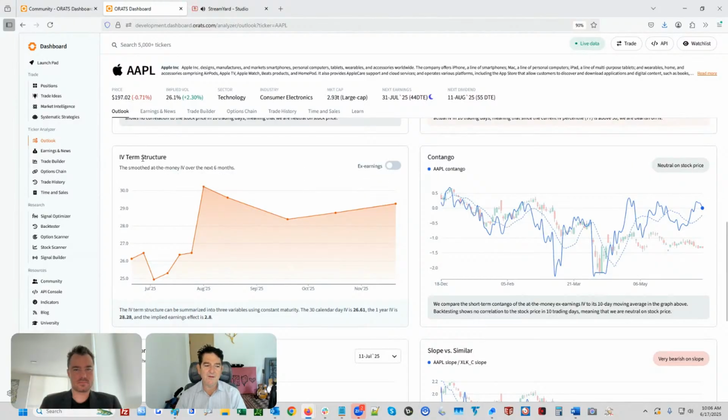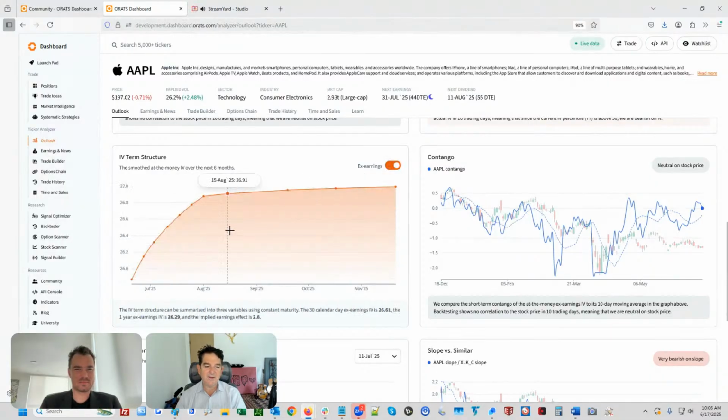So this is the actual term structure, meaning all these points are expirations in Apple. You can almost guess when the earnings is, huh? Yeah, it's right here. But you can also click on X earnings and it really smooths it out. I mean, that's incredible, right? So this is what it actually looks like if you take out the earnings effect.